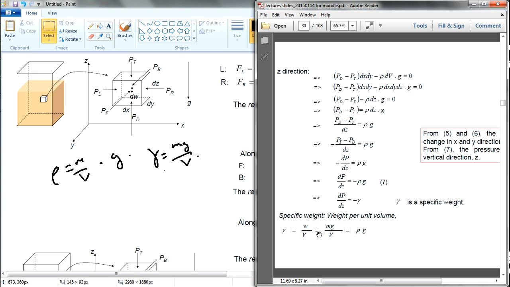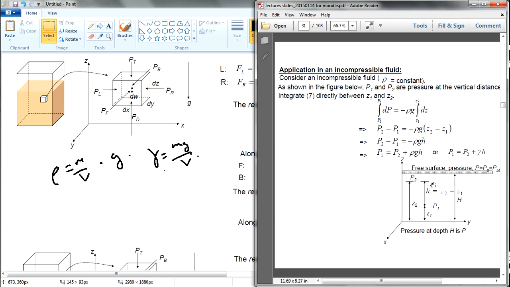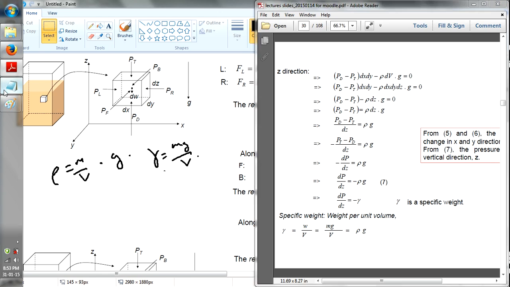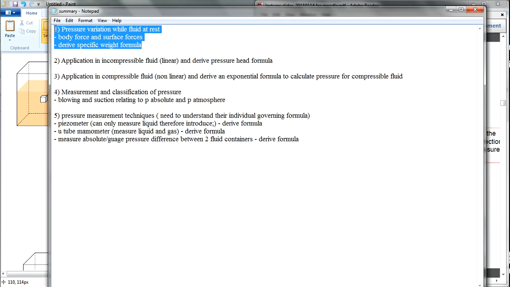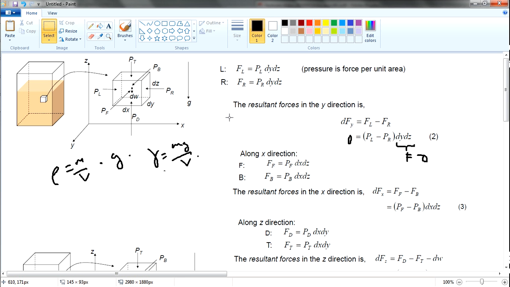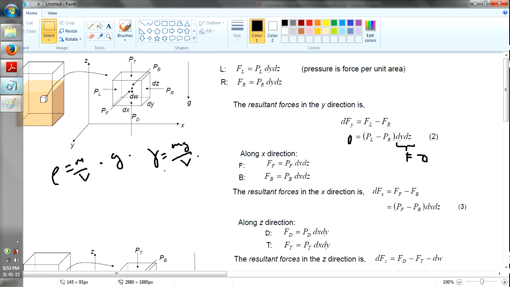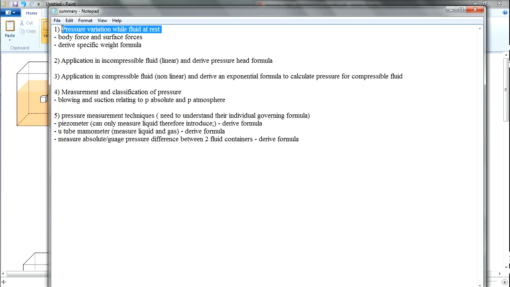So this can be rewritten in a few forms, and this will end my part for deriving the specific weight formula and the introduction to body force and surface force. This is just a slight introduction to pressure variation while fluid is at rest. Because this is an assumption, we assume that the fluid is in equilibrium, so that's why we can derive specific weight. If it's not in equilibrium, I don't know. So see you in the next video.